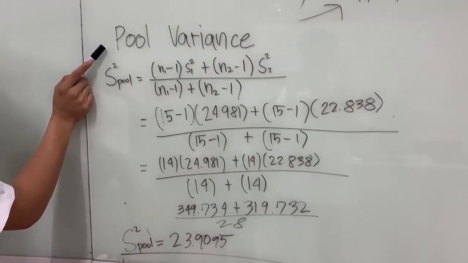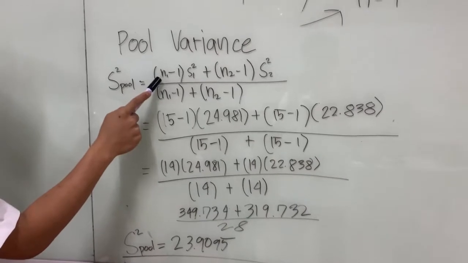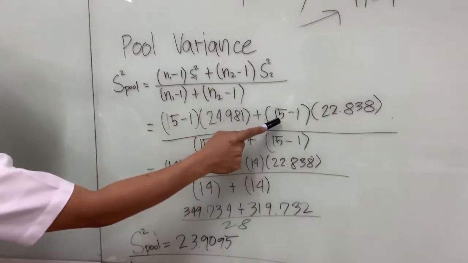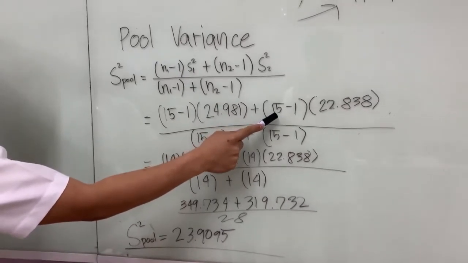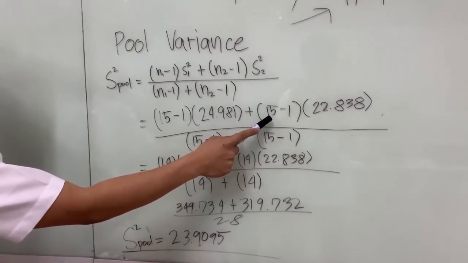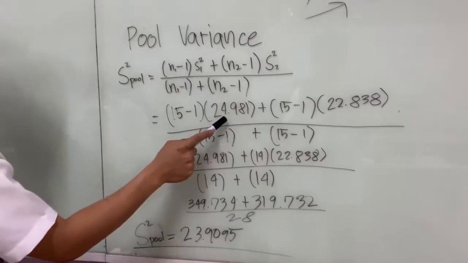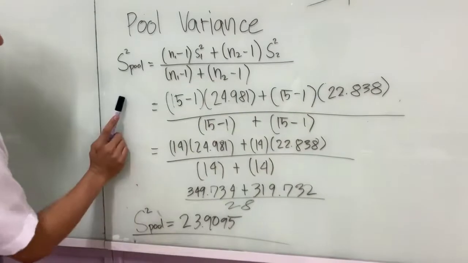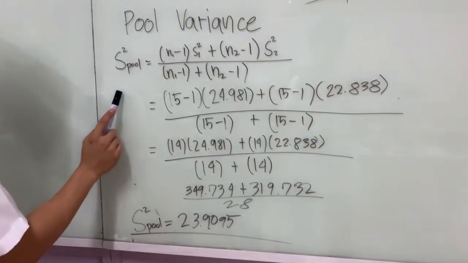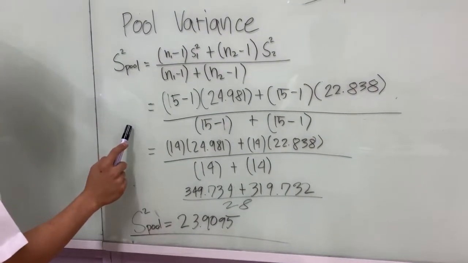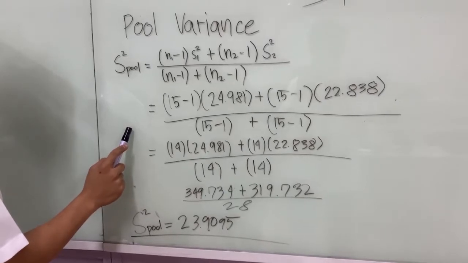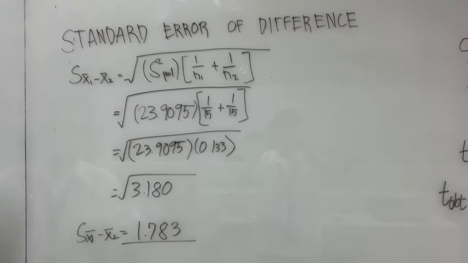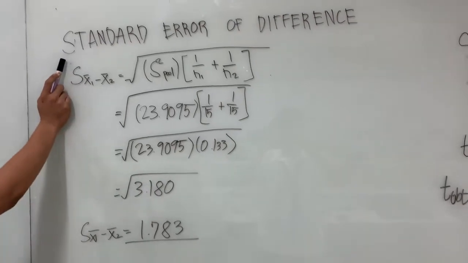Next thing we should do is to compute for the pooled variance. Our n sub 1 indicates the total scores of male, which is 15, and n sub 2 for the total scores of female, which is also 15. Then we would also input the male population variance, which is 24.981, and 22.838 for the female population variance. After that, we just have to follow the mathematical procedures of the formula, and then we will have 23.9095 as our acquired pooled variance. Now we would have to find the standard error of the difference.